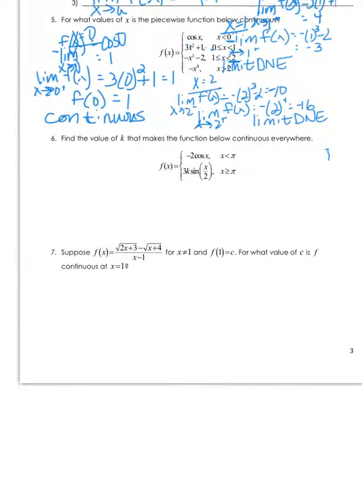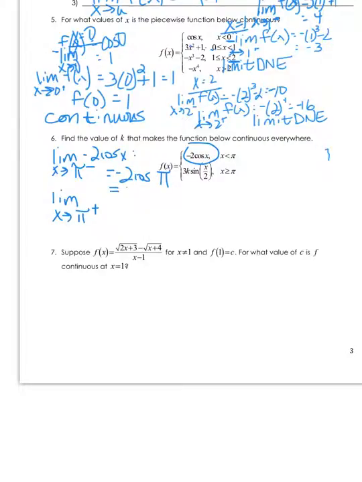Okay, so on number 6, it says find the value of k that makes the function below continuous everywhere. So remember, the first thing you want to do is check the limit from the left of pi, and check the limit from the right of pi. When I check the limit from the left, that's this equation here, negative 2 cos x. So I'm going to plug in pi, negative 2 cos pi. The cosine of pi is negative 1. So negative 2 times negative 1 is 2.